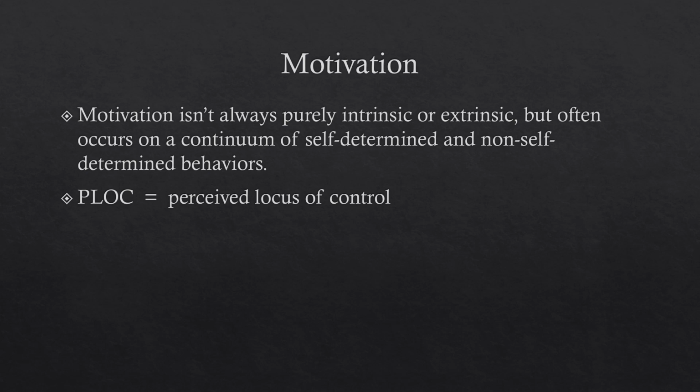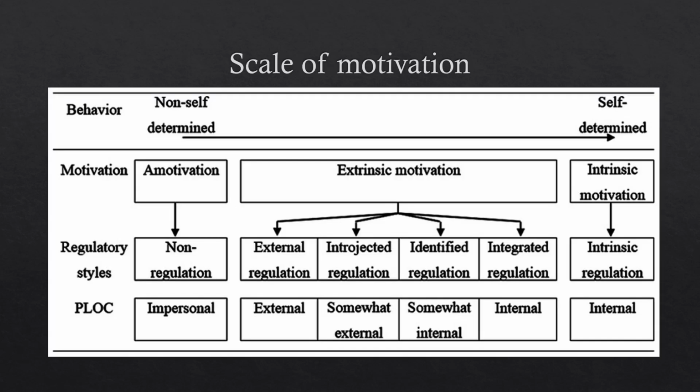So now let's look at some of these theories. So this is the self-determination theory, and again, it is on a scale. Okay, it is a scale of motivation, meaning you move up and down the scale depending on the behavior. Okay, so on the left we see behavior, motivation, regulatory styles, and perceived locus of control. And all of these change when you move towards the right. So under behavior, or next to behavior rather, we have non-self-determined, meaning these people are not motivated intrinsically. Okay, and then on the opposite side of the scale, you have self-determined. They are intrinsically motivated.